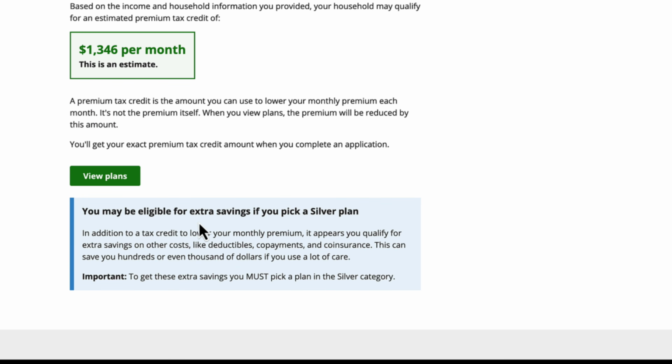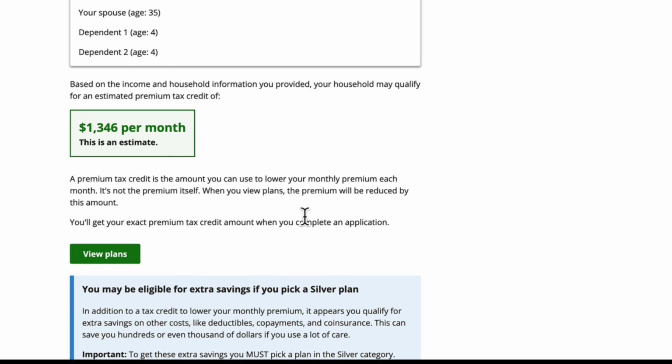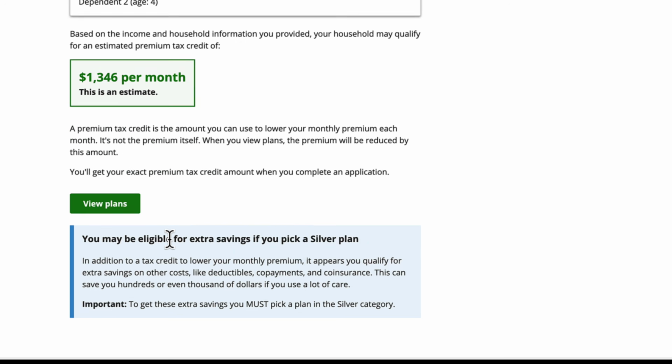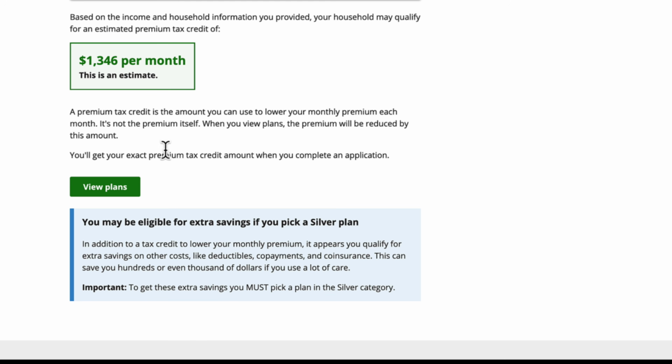You may be eligible for extra savings if you pick a silver plan. This is based on the income and the household size that I put in. So in this case, if this were our income and this were our household size, we would definitely want to put a keen eye towards those silver plans because it will offer us additional cost savings, not only with a monthly premium, but deductibles, copays, and coinsurance. So it could certainly end up being much better for us in the long run.